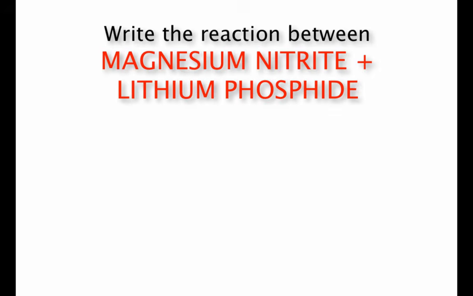This is a second video regarding solving limit reactant problems. I will go over another limit reactant problem using a chemical reaction that you will see in class. Before we start, I want you to write the reaction between magnesium nitrite and lithium phosphide. Make sure you balance the equation and include the states.